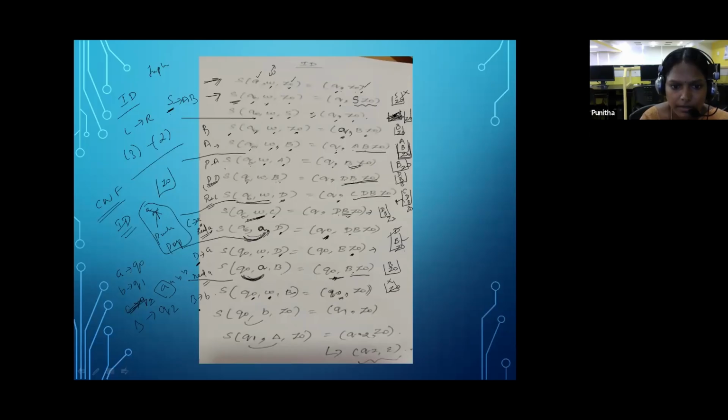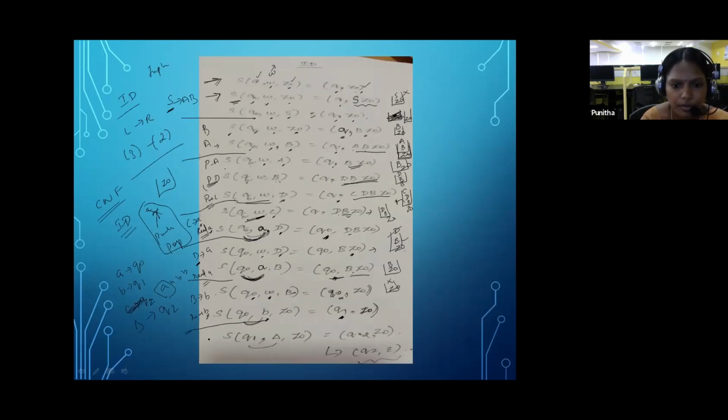Next I need to perform read B. Read B means that at that time the input will be visible to the head pointer. So if B is processed with the state Q naught, the resultant state will be Q1. There will be no change in the stack because we are not performing anything on the stack. With this I have finished all the production representations of ID.